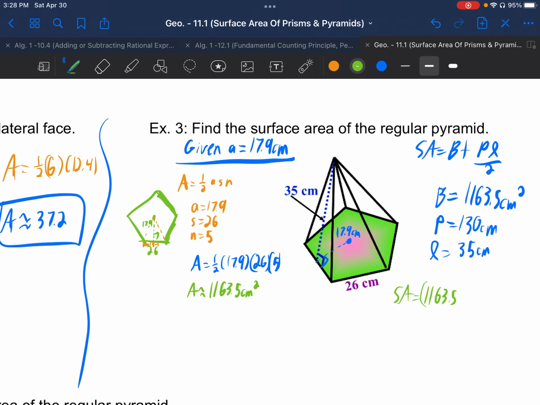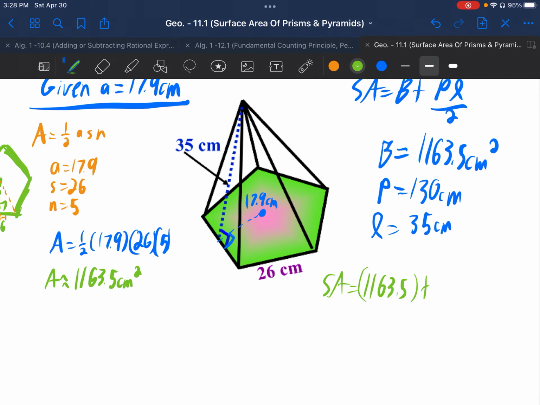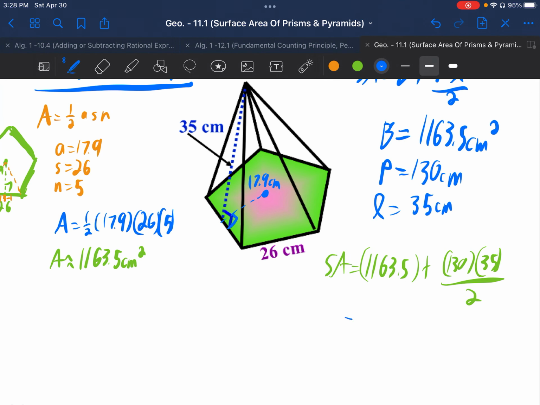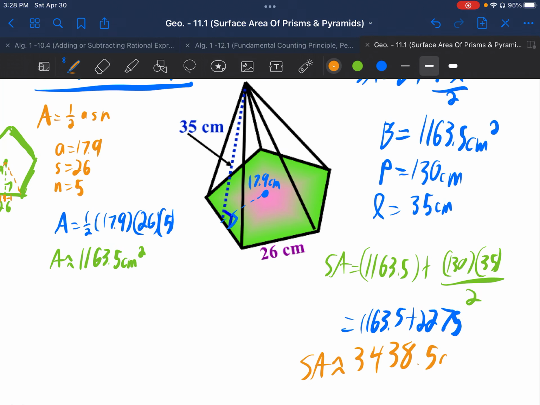Surface area is equal to 1,163.5 plus 130 times 35 over 2. That ends up being 1,163.5 plus 2275, or you can let it all go in your calculator at once, as long as we're careful to have these both divided by 2. And the surface area to the nearest tenth ends up being 3,438.5 square centimeters.